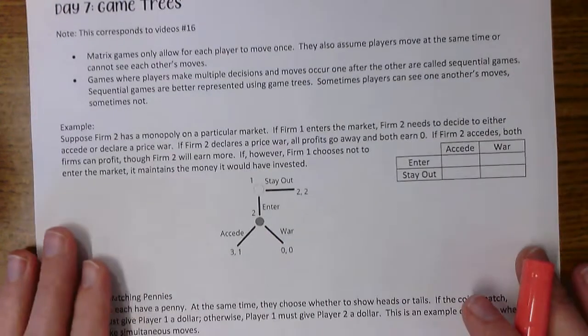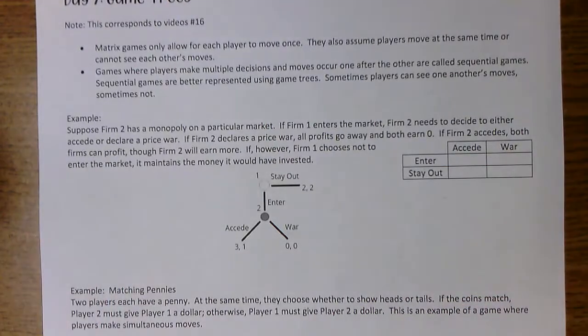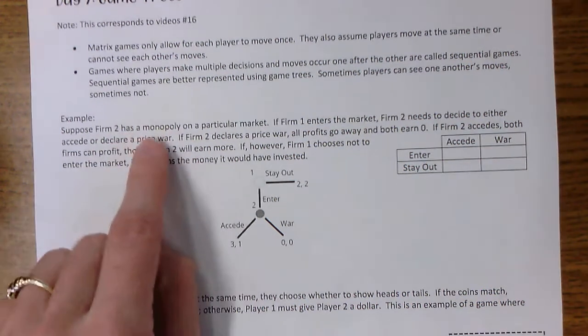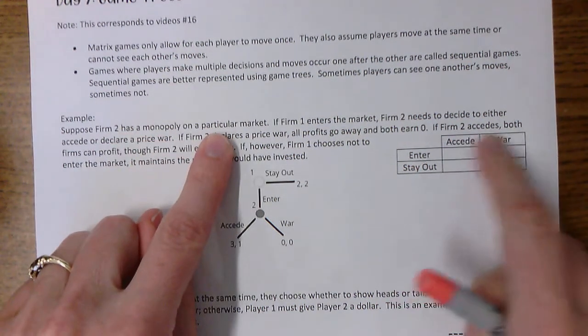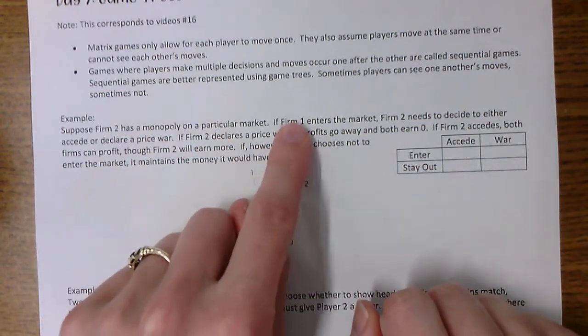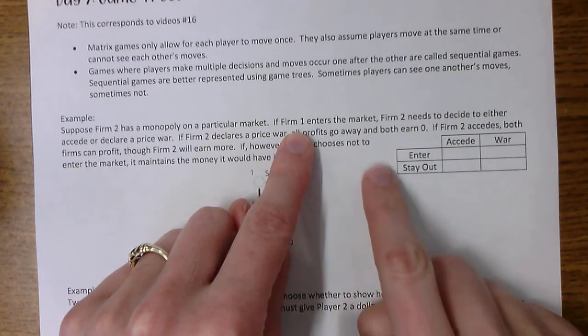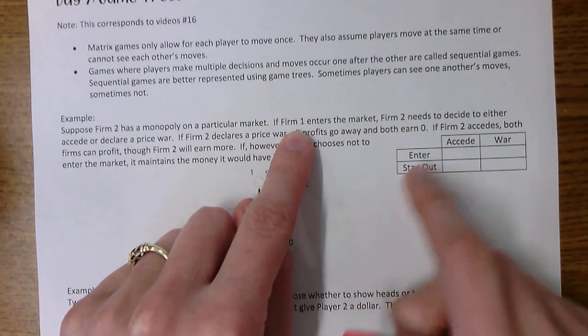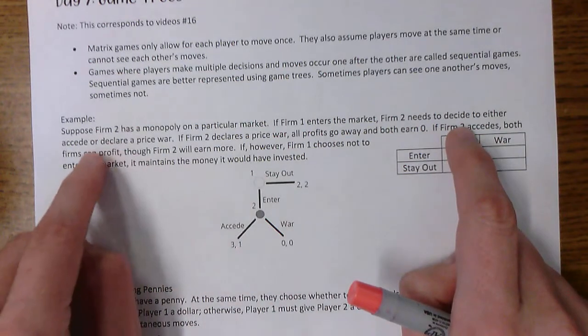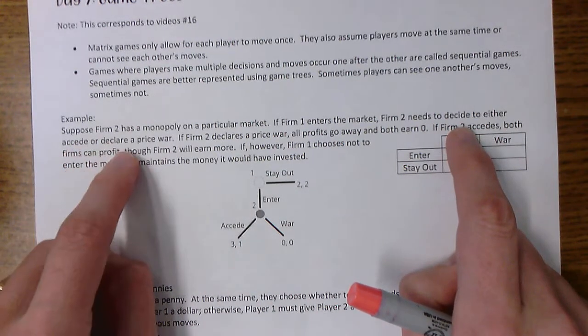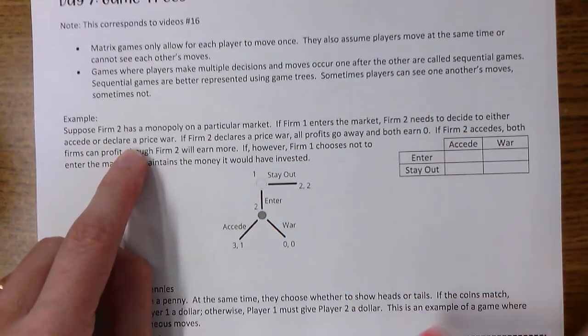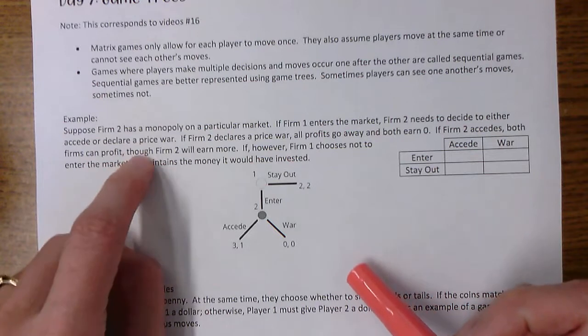So let's look at this as first example. So we have these two firms that are looking to sell this particular product. Firm 2 has a monopoly on the market. If firm 1 decides that they want to enter this market, then firm 2 has to decide to either accede to this new company or declare a price war. So they can either say, okay, we're just going to continue on as status quo and let these other people also sell this product, or we declare a price war.